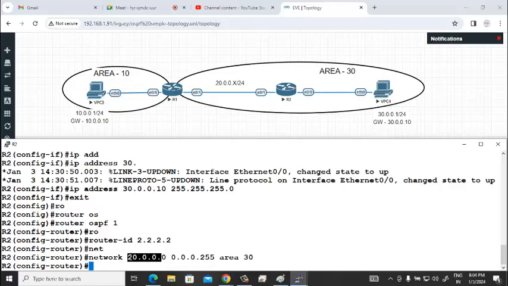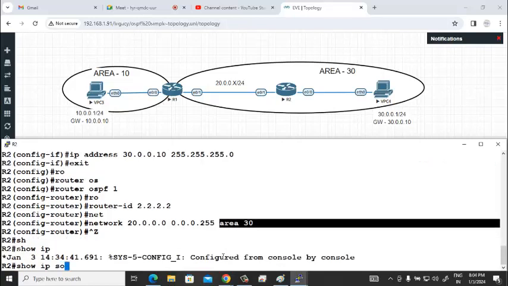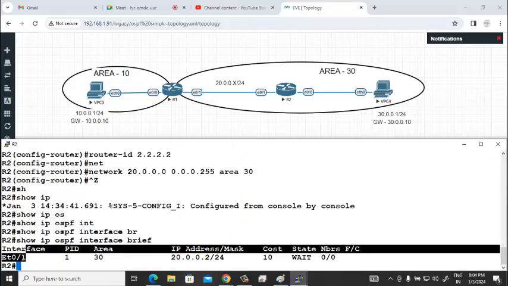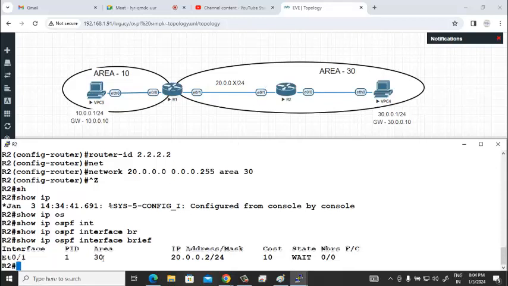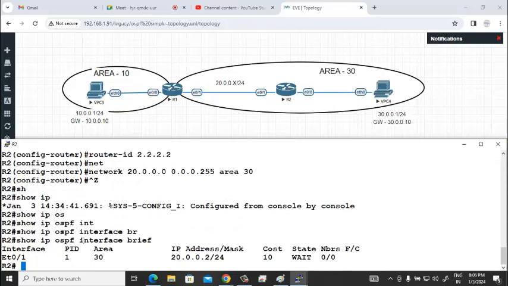Let's go and verify. Show ip ospf interface brief. You can see that exactly that interface which I was pointing out, Ethernet 0/1, is in area 30. And the process ID that I gave is 1, no? This one. This is called the process ID. And the exact IP address is 20.0.0.2, and the mask is /24. Now, the Ethernet cost is 10 because the bandwidth there is only 10 meg. We'll talk about the cost later. So far no neighbor discovered.